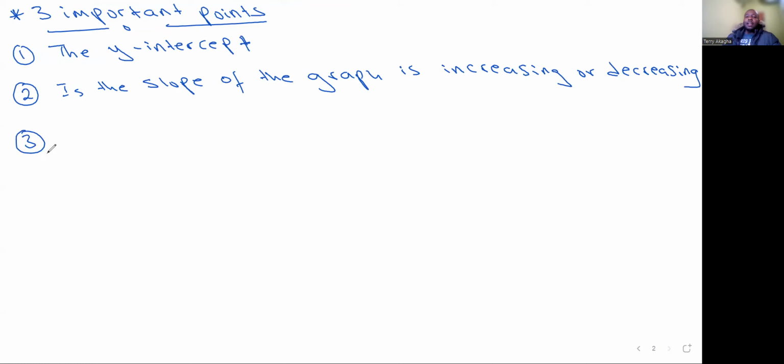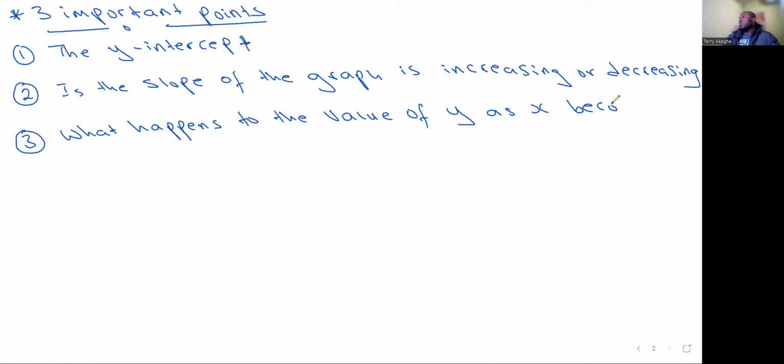Then the next thing you have to do is think about what happens to the value of y as x becomes large. So basically, you have to find the horizontal asymptote. Technically, what we're referring to is how to find the horizontal asymptote.